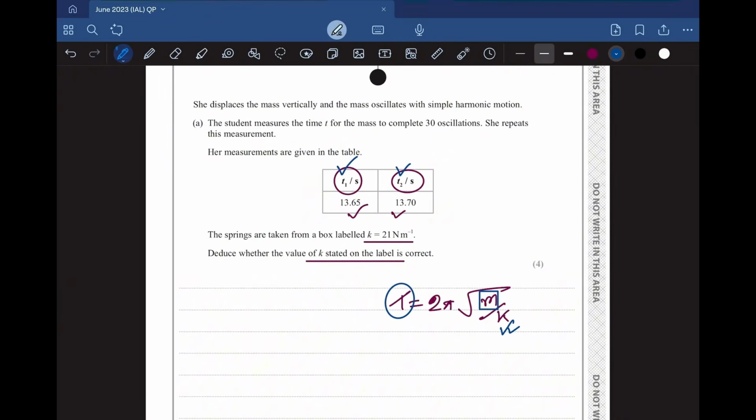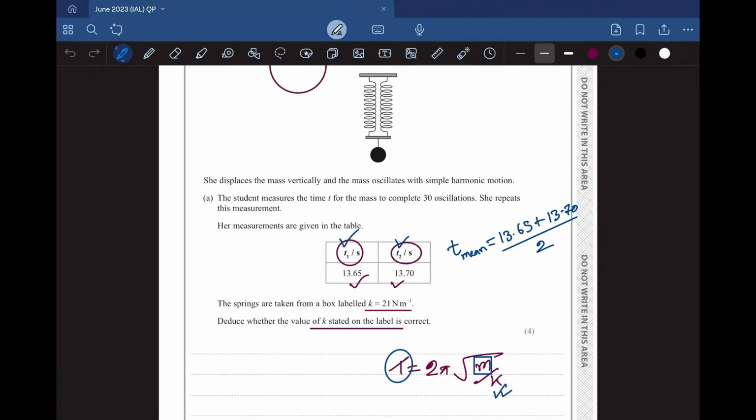To figure out t mean is equal to 13.65 plus 13.70 divided by 2. This will give us a value of, this is the time that we are figuring out. Actually, this is the time taken. So it comes as 13.675. So this is basically our mean time taken.